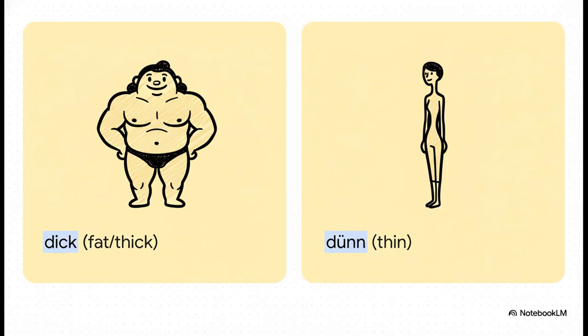We have dick, which means fat or thick, and its opposite is dünn, for thin. It's worth remembering that German can be a pretty direct language, so while these words are totally normal, you'd still want to use them with a little bit of care, just like you would in English.